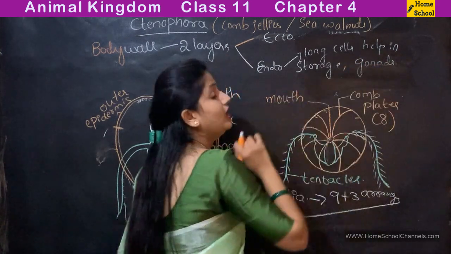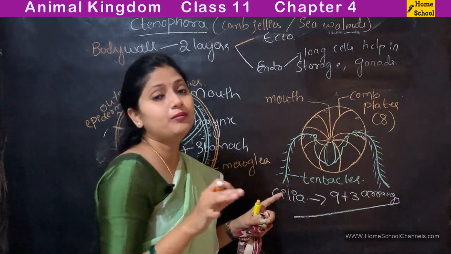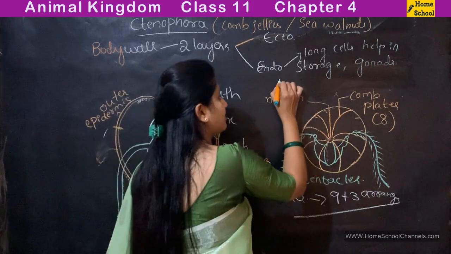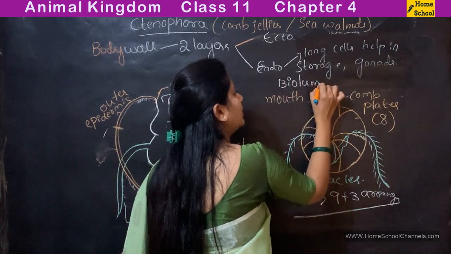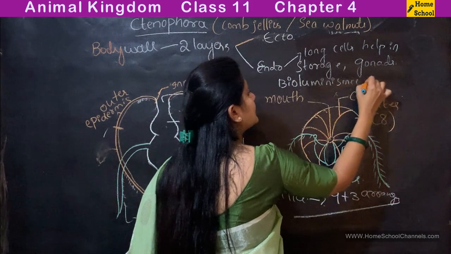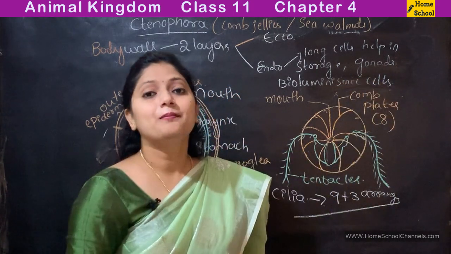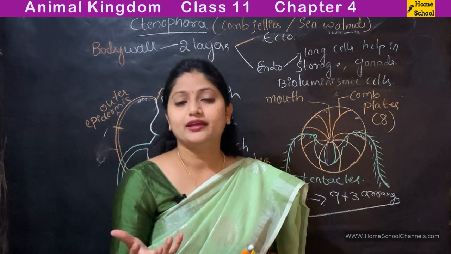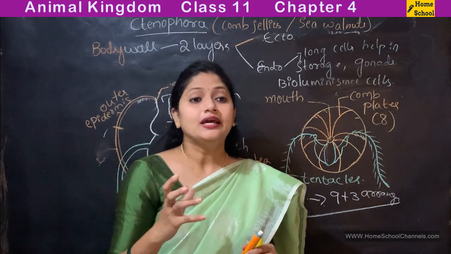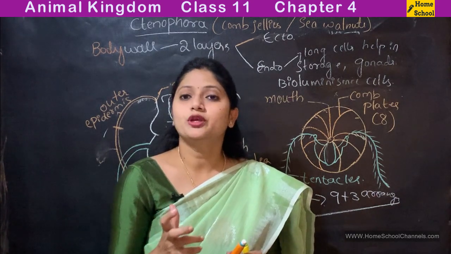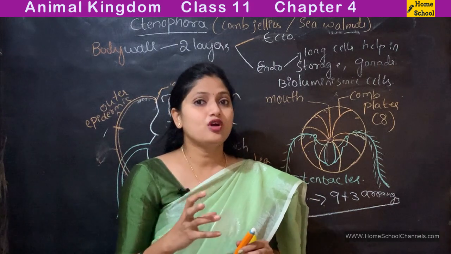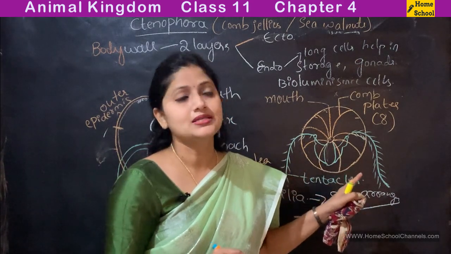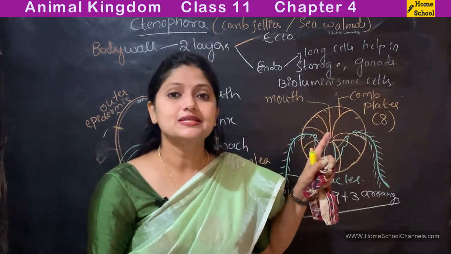Gonads are connected to the endoderm, and they have some specialized cells which are called the bioluminescent cells. What is the bioluminescence property? The bioluminescence property is the property of glowing. Okay. So, like a firefly. Usually in the night times they will be glowing. That is mainly due to the presence of a protein and an enzyme called luciferase. So, the same property is also present in the Ctenophora members.